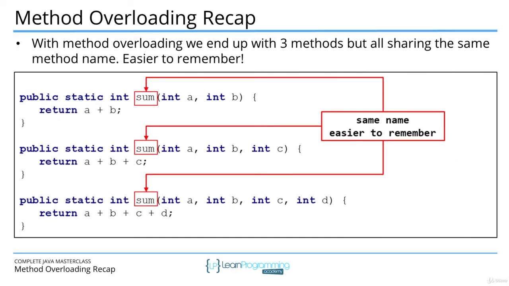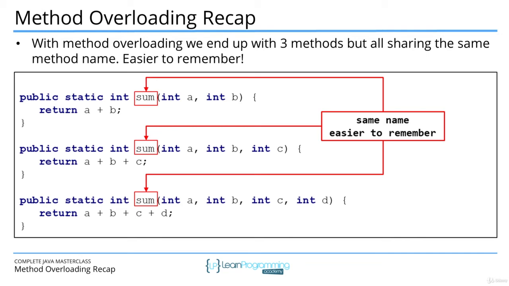So a solution to that problem with method overloading would still end up with 3 methods, but note that they're now all sharing the same method name. Much easier to remember. So we've got a method that sums, overloaded twice, with 2, 3 or 4 parameters. So that's an example of how the method should be written. In other words, we can use the method overloading feature and write methods with the same name. So that way, we just need to remember one name of the method, which in this case is sum.